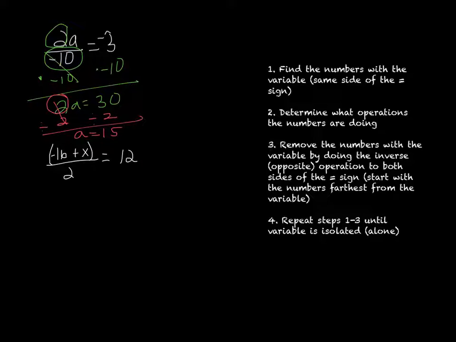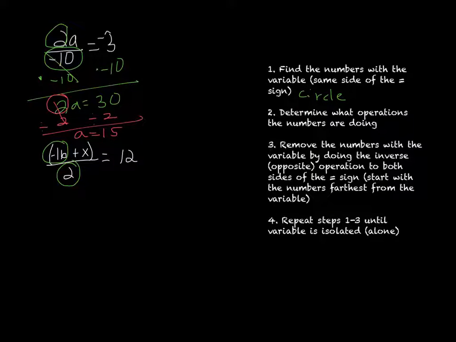All right, here's the next one. Step 1, finding our numbers with our variables. We have a -16. We have a 2. I want you to circle those. Always, always in step 1, circle so you don't forget. Okay, determine what operations they're doing. -16 is subtracting from x, or subtracting in this symbol. The 2 is dividing.